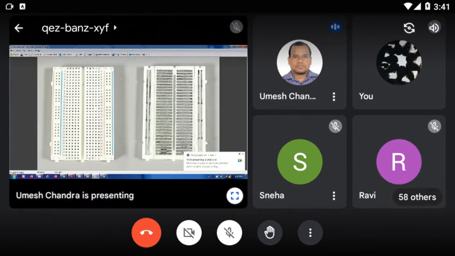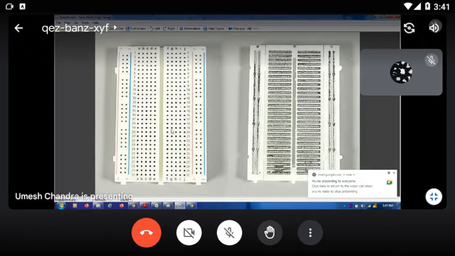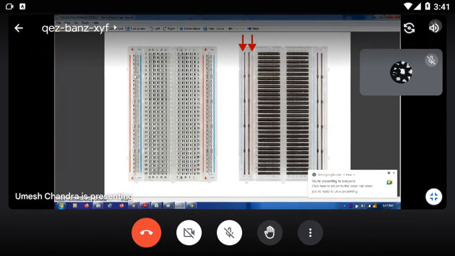Okay, now you see, this is the front side of the breadboard, and this is the back side of the breadboard. Okay. Just mark here plus and minus. The plus means that all the holes horizontally are at the same potential and same voltage. Here you see the arrow mark, upper arrow mark. That is internally connected horizontally, plus or minus.